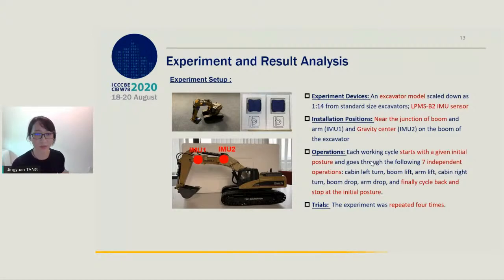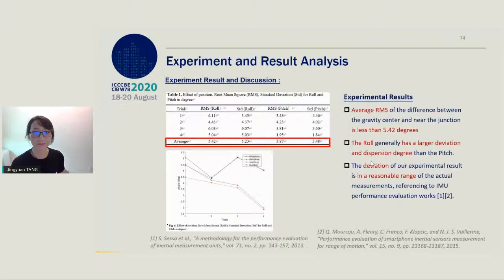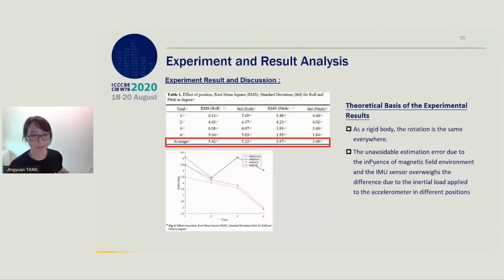And this experiment was repeated 4 times. Okay. And then we can see the experiment results according to the table and the figure. We can see the average RMS is less than 5.42 degrees, and the roll had a larger deviation than dispersion degree. And the deviation of our experimental result is in a reasonable range, referring to IMU performance evaluation work. Okay, and then we can use some theoretical basis to support and explain our experimental result.